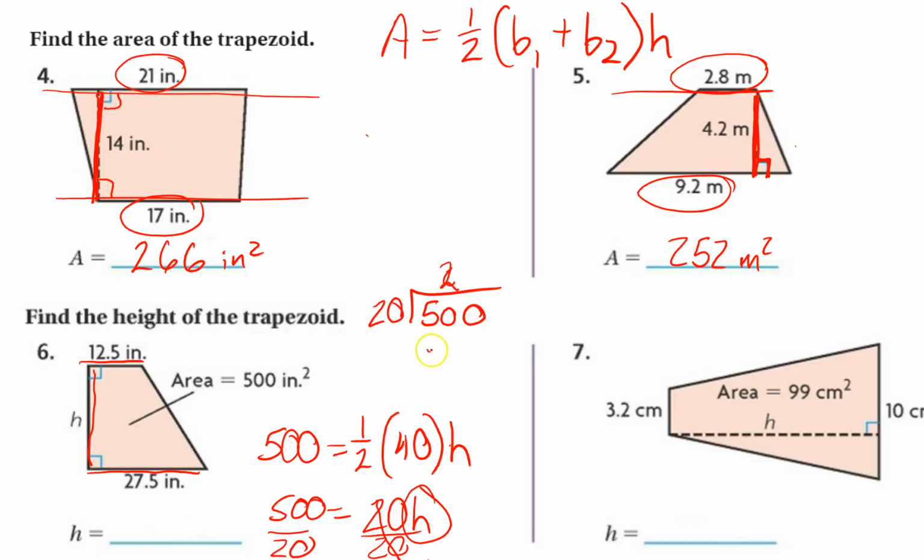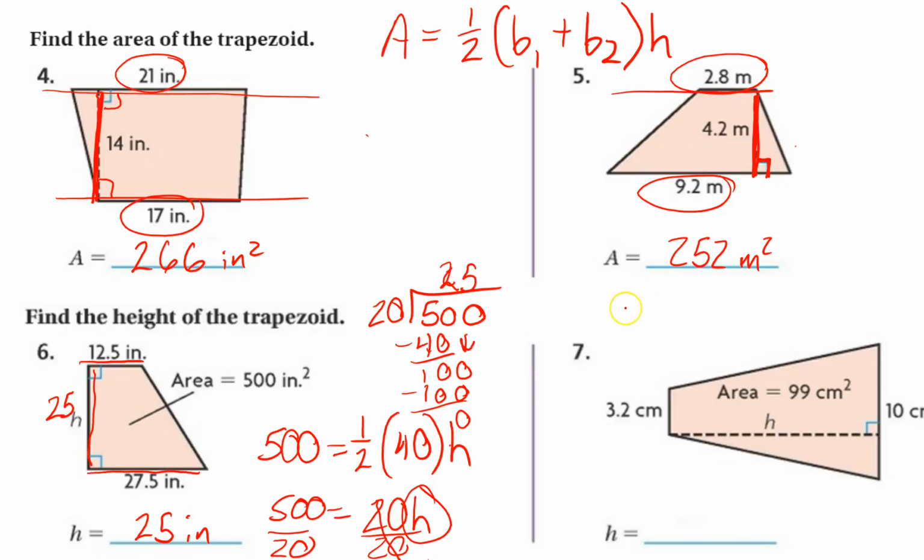20 goes into 50 twice. That's 40. Subtract gives me 10. Bring down my 0. 20 goes into 100 5 times. So our height is 25. And it's inches. Not squared though, because we didn't find the area.